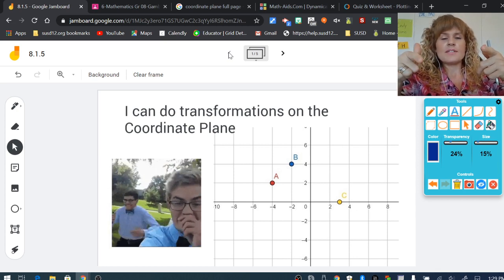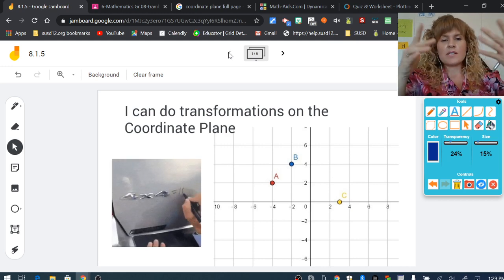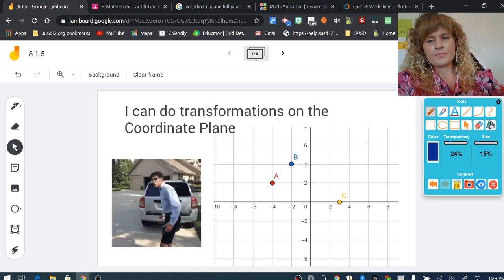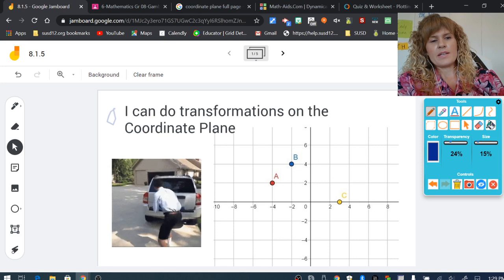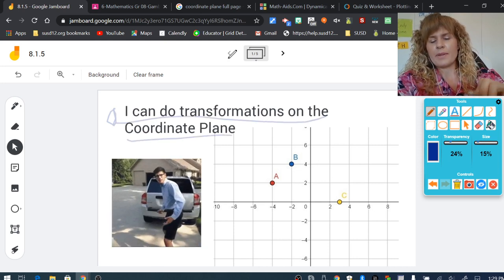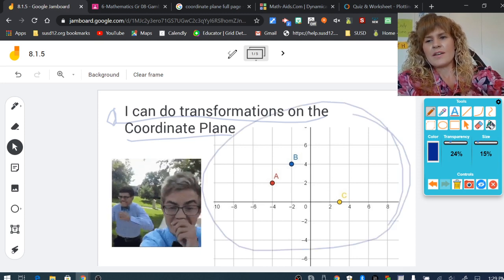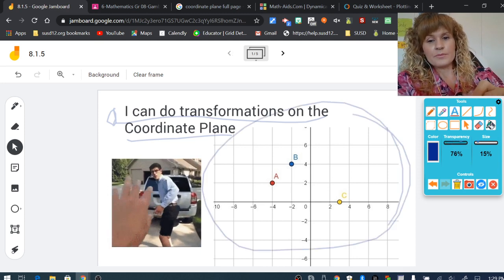Hopefully, by the end of this lesson, you can say, I can do transformations on the coordinate plane. Today's learning goal is, I can do transformations on the coordinate plane. And here is the coordinate plane. Do you remember this very well?